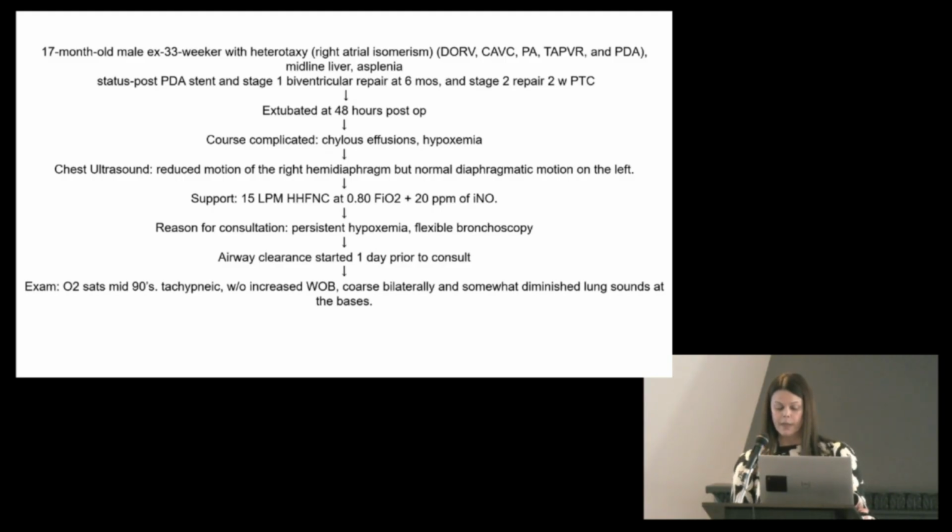His respiratory support at the time was heated high-flow nasal cannula at 15 liters per minute, 0.8 FiO2, and 20 parts per million of iNO. The reason for the consult was persistent hypoxemia and the request for a flexible bronchoscopy for surveillance cultures. Airway clearance had been started by the primary team 1 day prior to the consult. On exam, his sats were in the mid-90s. He was tachypneic. He did not have significantly increased work of breathing, and lung auscultation revealed coarse bilaterally and somewhat diminished lung sounds at the bases.